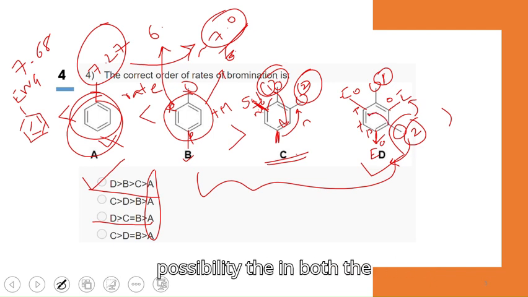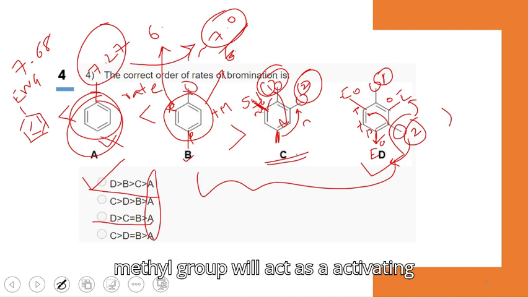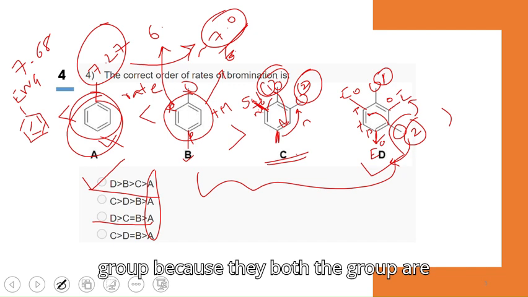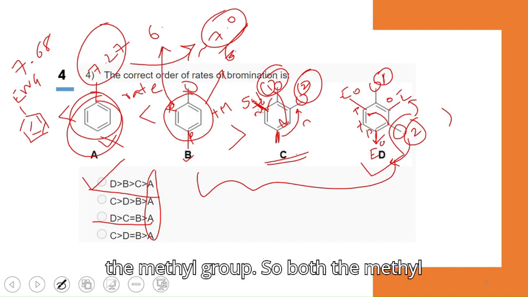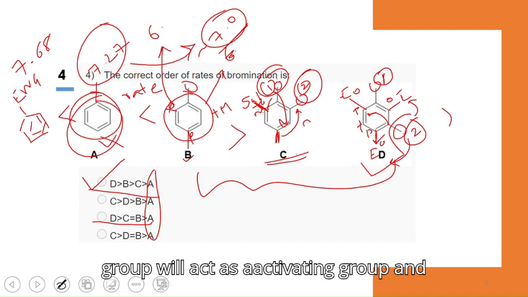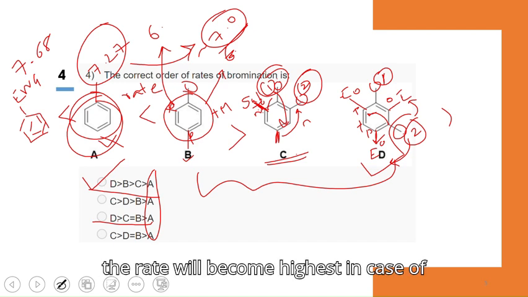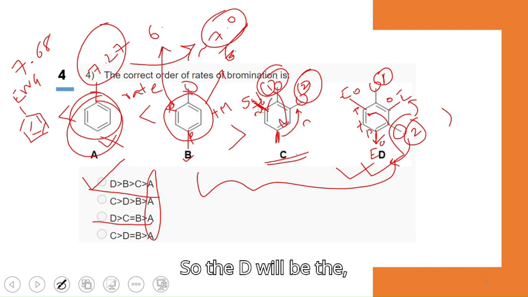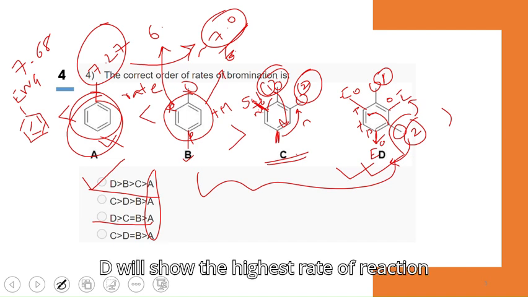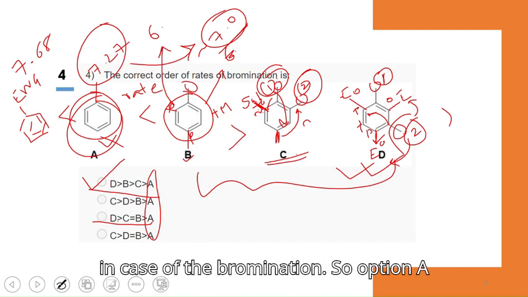So in all the possibilities, both the methyl groups will act as activating groups, because the substitution position is ortho to both the methyl groups. So both the methyl groups will act as activating groups and the rate will become highest in case of D. It will enhance the rate of reaction. So D will show the highest rate of reaction in case of the bromination.